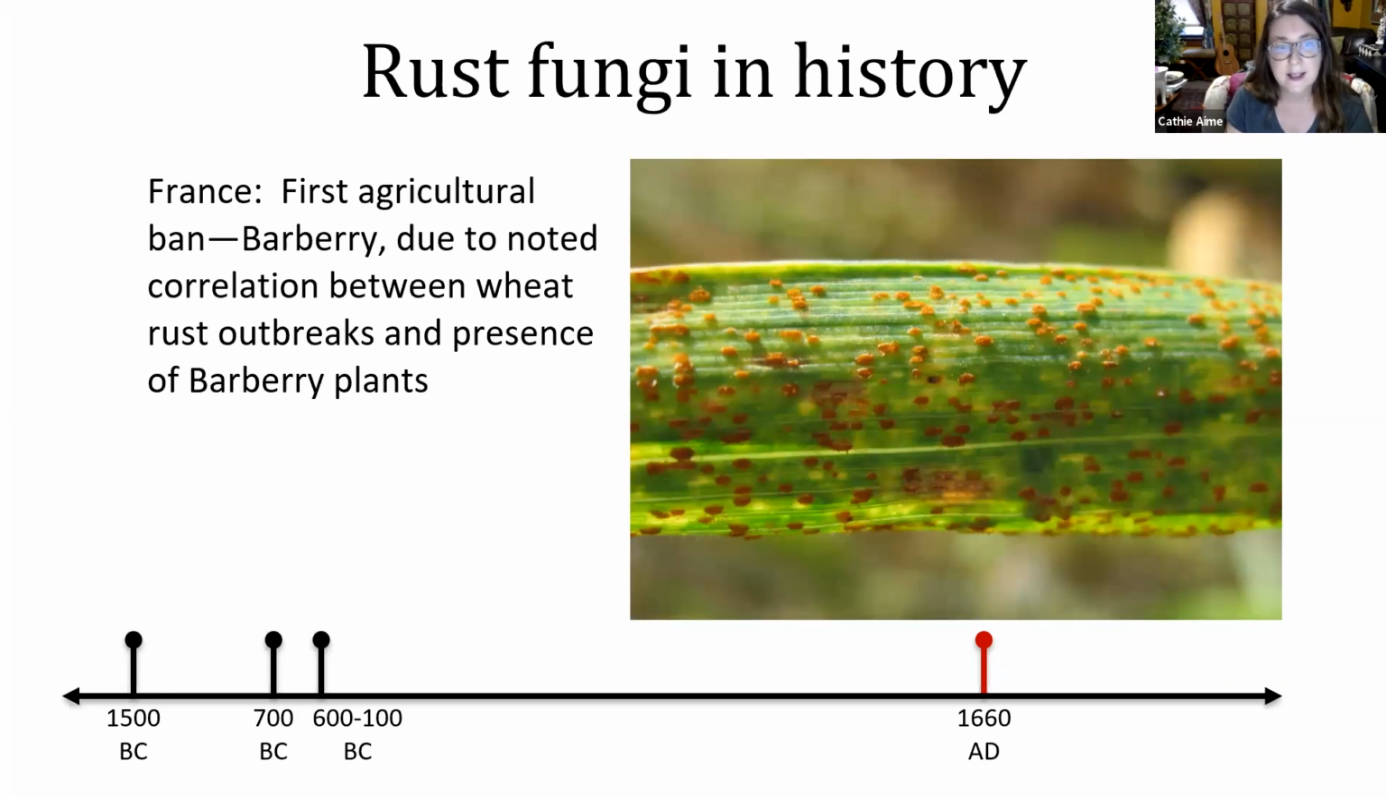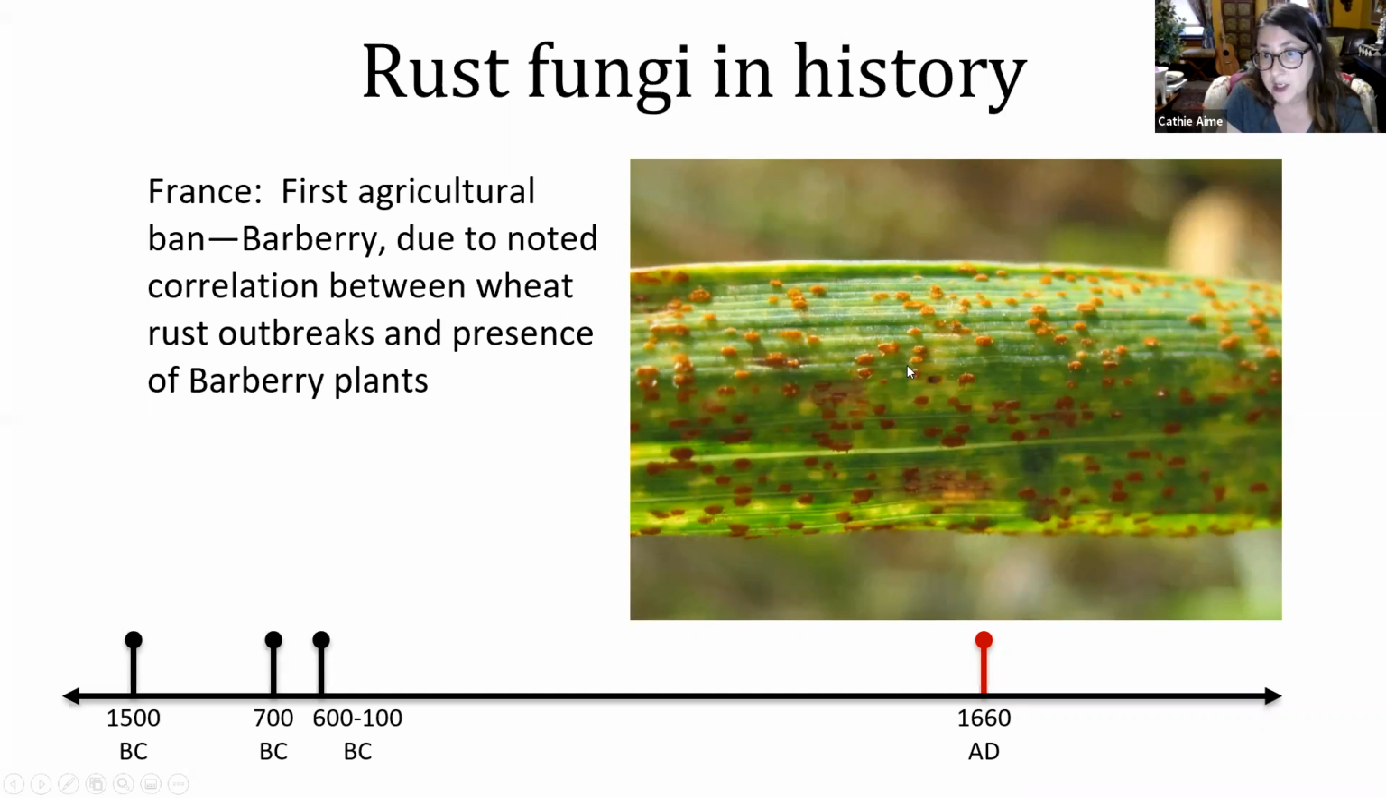But what's amazing is you can extend for more than 1,000 years of human history, and the only way that people ever had to overcome these rust diseases was prayer until about 1660. And this was the first time that somebody devised a method to actually try and control these diseases. And this happened in France. And again, it happened with wheat rust.